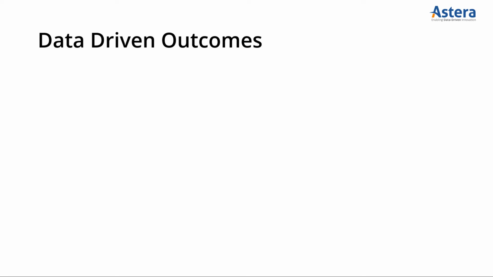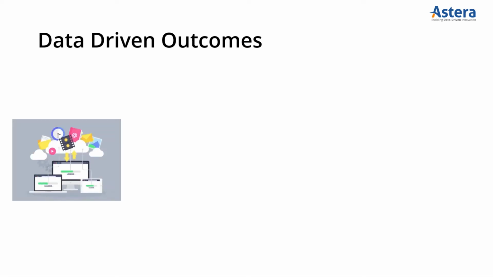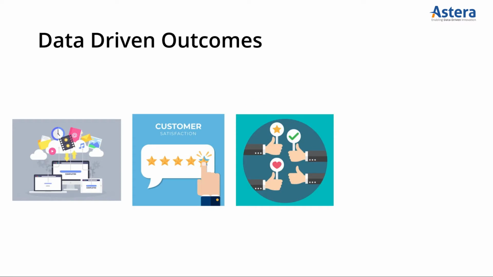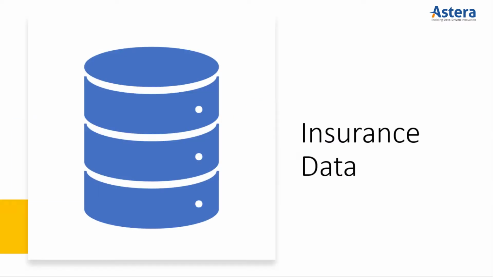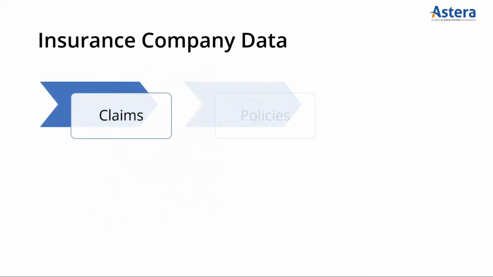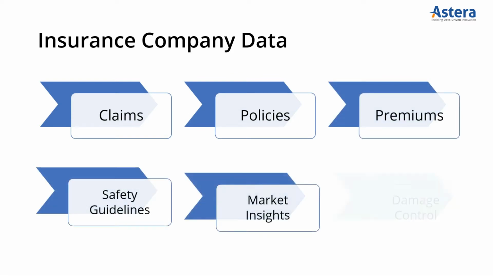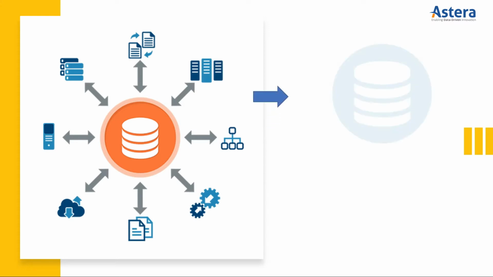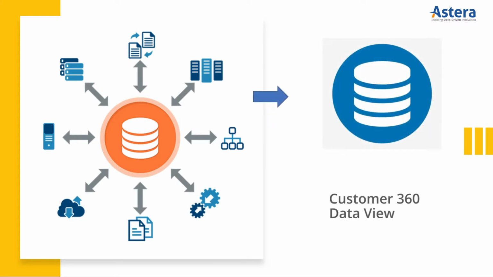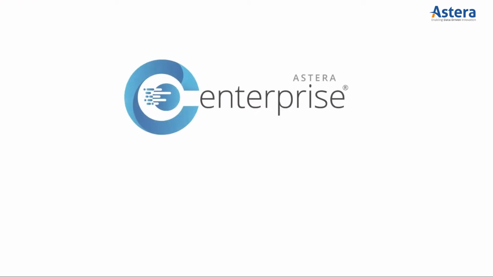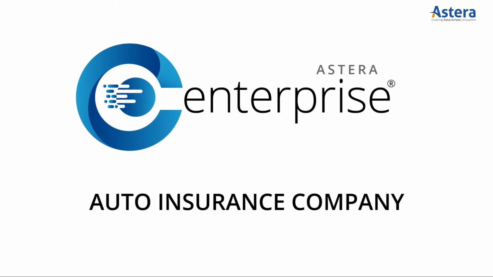The outcome is more effective marketing, more engaging customer experiences, better products, and the ability to stay ahead of market trends. Insurance companies must examine data on claims, policies, average premiums, safety guidelines, marketing insights, damage control summaries, etc. All this data comes in from various sources and needs to be put into a central repository to create a 360 data view for the organization. Let's see how Astera Centerprise can design a solution for an auto insurance company.